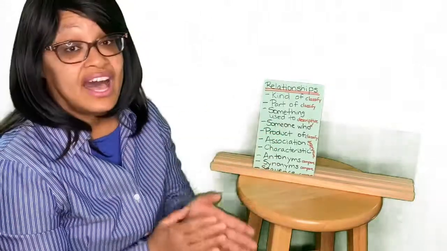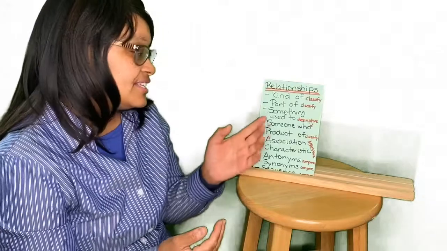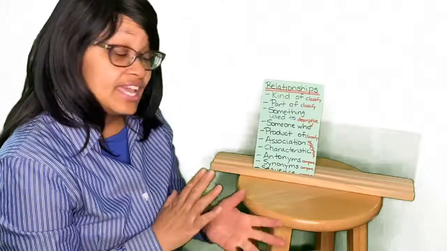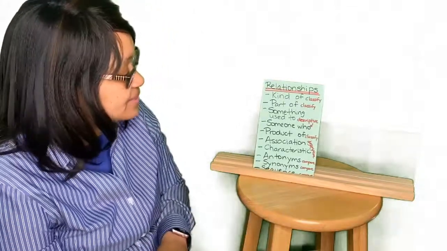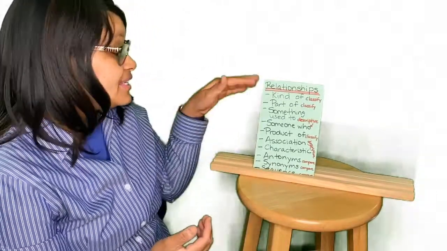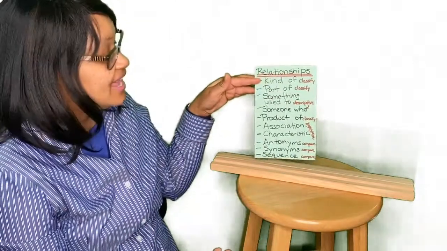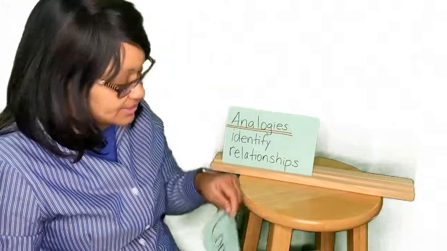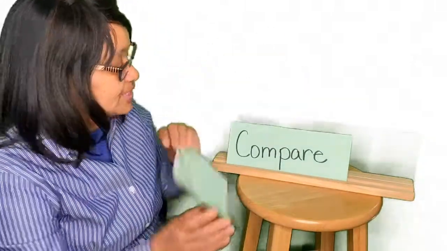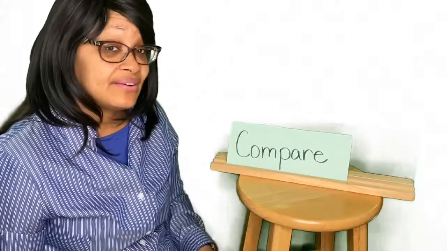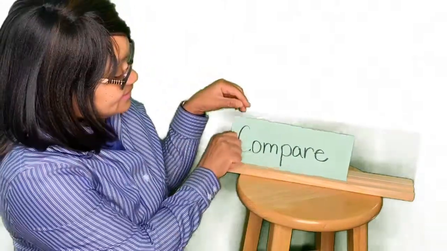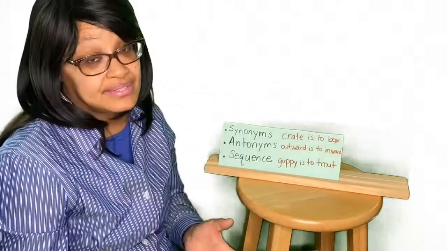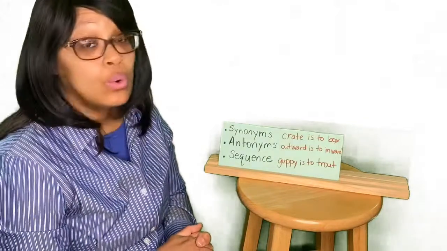Analogies can give the kind of, part of, something used to, someone who, a product of, an association, a characteristic, antonyms, synonyms, and a sequence. So let's break down those relationships. The first one is compare. So we can say analogies compare different ideas. Analogies can compare through synonyms, antonyms, or a sequence.